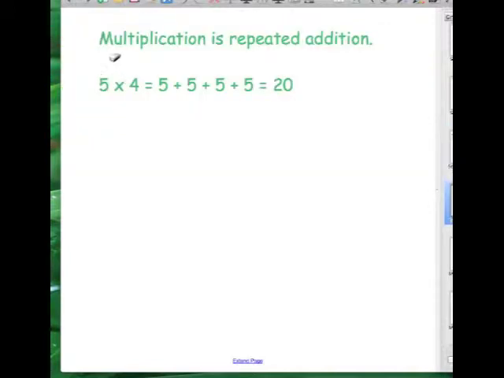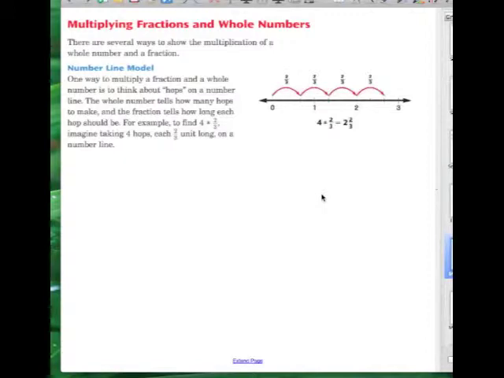We need to remember that multiplication is repeated addition. For example, 5 times 4 is 5 plus 5 plus 5 plus 5, which gives us 20. We add it 4 times. All right, multiplying fractions and whole numbers. There are several ways to show the multiplication of a whole number and a fraction. One way is a number line model.